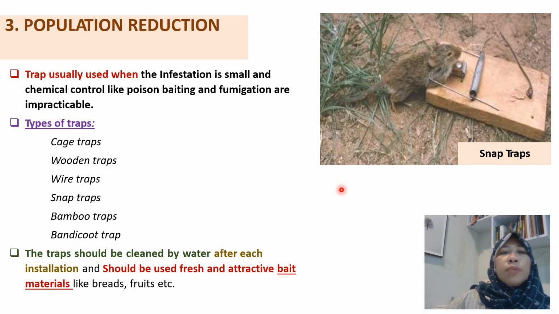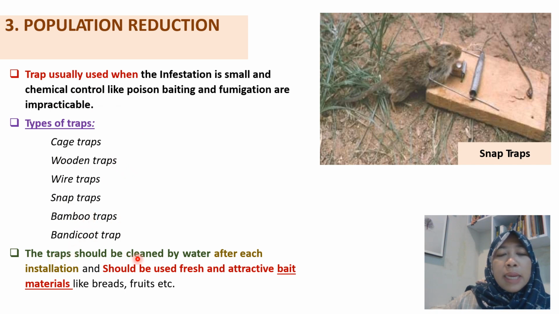And then the third one is population reduction. The trap is usually used when the infestation is small. A snap trap is suitable for use in the house, but in the field it is not applicable. It's hard to use a snap trap in the field, and it's not recommended. In the field, we can use cage traps and wooden traps. Cage trap, itu perangkap seperti kandang. Wire trap, snap trap, bamboo trap, bandicoot trap are kinds of traps.